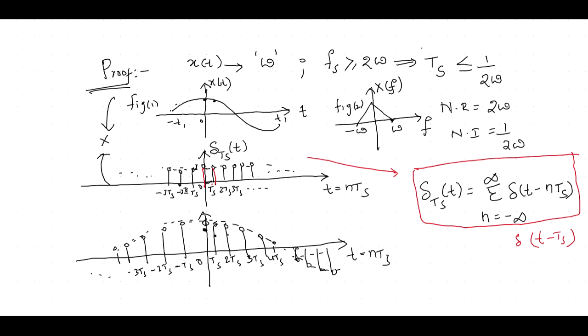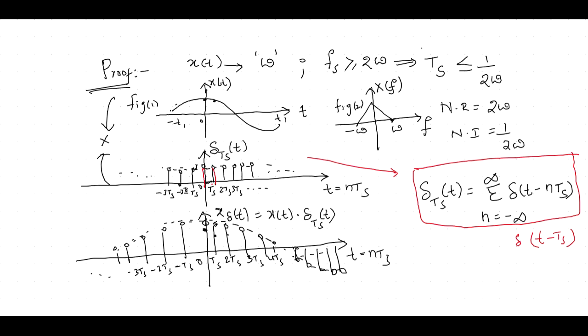So this is the finally resultant signal, that is, after multiplying, we represent this as x delta of t. How did we get this? X of t is multiplied with delta Ts of t, the multiplication of these two signals gives x delta of t. This is the resultant signal after multiplying your input continuous time domain signal with the train of impulse function.